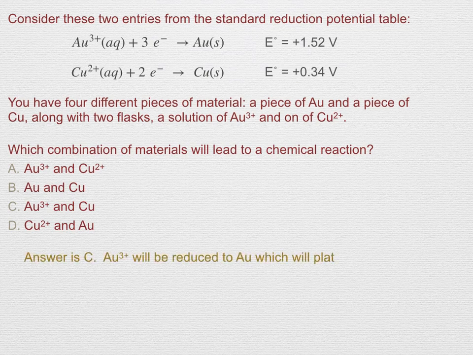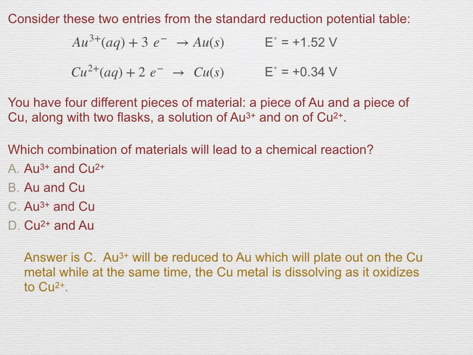Well, the answer is C. Au3+ will be reduced and gold will start to plate out on the copper electrode, and the copper electrode will start to be oxidized and dissolve into the solution, forming more Cu2+. The driving force for Au3+ to reduce to gold, which is plus 1.52 volts, is more than enough to drive the oxidation of copper metal, minus 0.34 volts. It's negative because the reaction is the opposite of the reduction process given in the table.